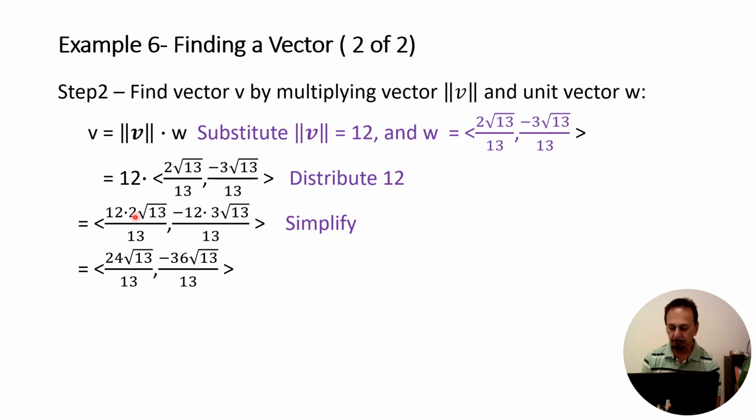So now we just distribute, and it becomes ⟨12 times 2√13/13, −12 times 3√13/13⟩. To simplify, it gives you the vector ⟨24√13/13, −36√13/13⟩.